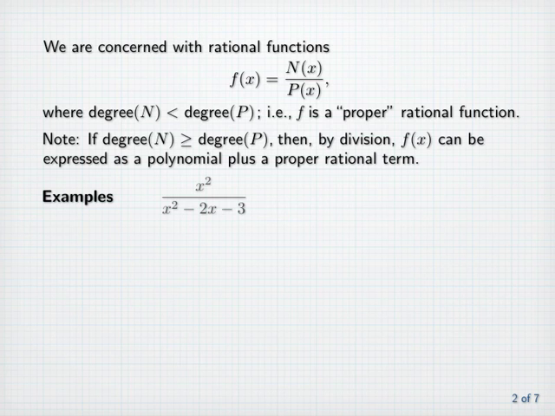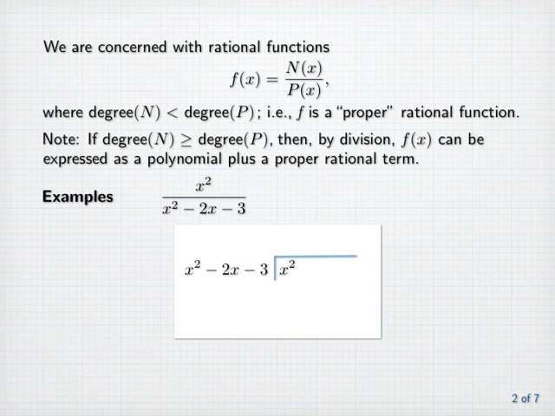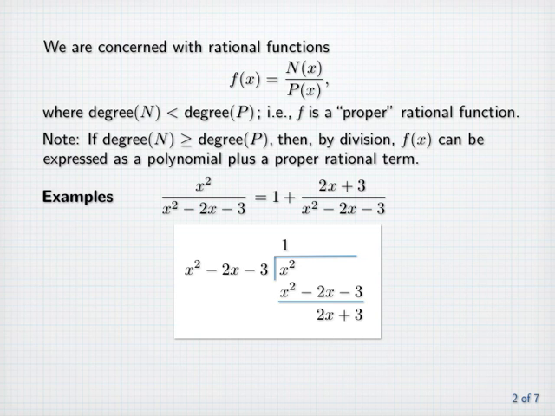For example, the rational function x squared over (x squared minus 2x minus 3) is not proper, and we can use long division to express it as a polynomial plus a proper rational term. Dividing x squared minus 2x minus 3 into x squared, we note that x squared goes into x squared 1 time, so now we multiply 1 times our divisor there, and then subtract, and we get a remainder of 2x plus 3. So that rational function is equal to the quotient 1 plus the remainder 2x plus 3 over the divisor x squared minus 2x minus 3.